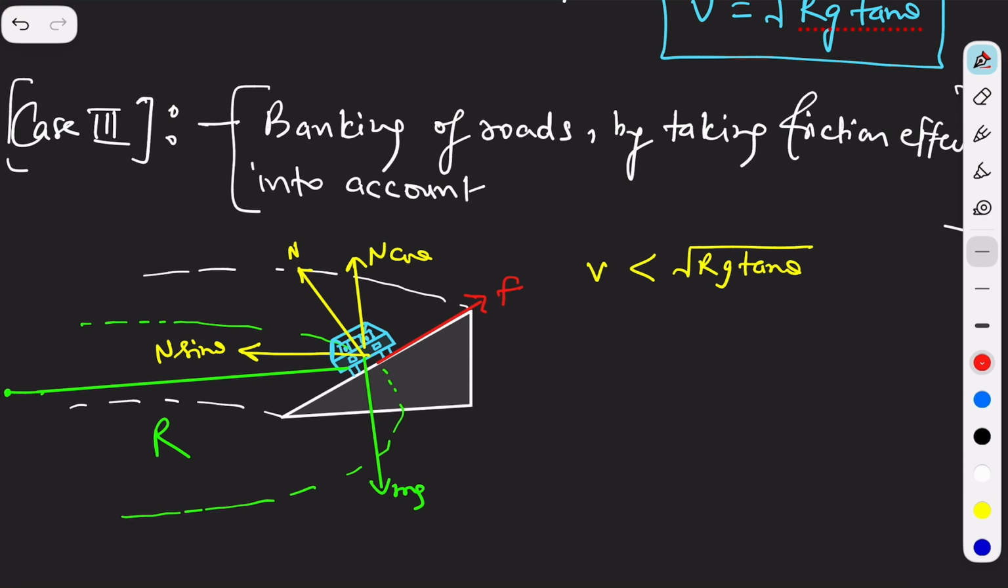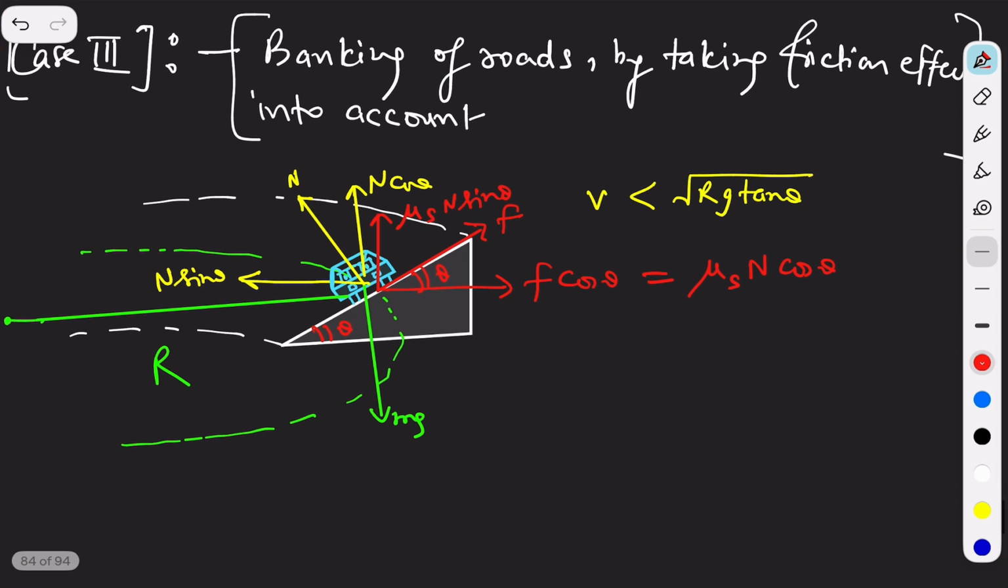So if you see, if this angle is theta, so this will also be theta. So this will be f cos theta. And we are talking about the limiting condition, so friction will be at its maximum value. So friction will be mu s into n cos theta. Okay, and of course this will be your vertical component, and that will be mu s n sin theta. Okay, so let's do it like making the body at equilibrium.